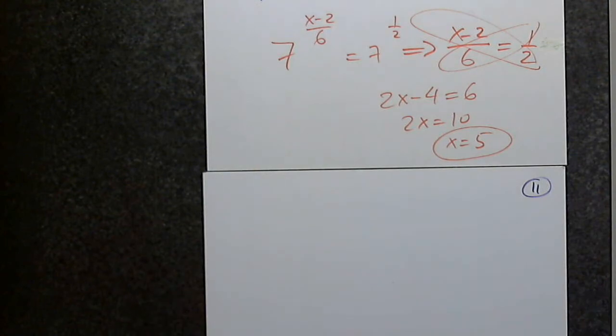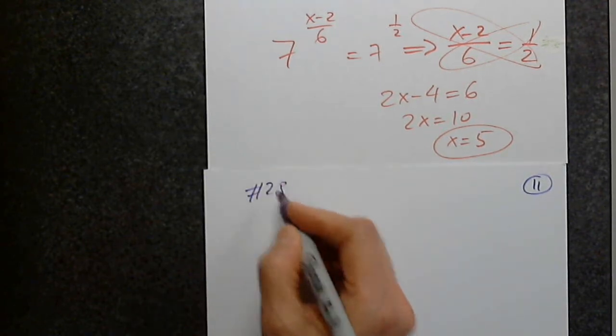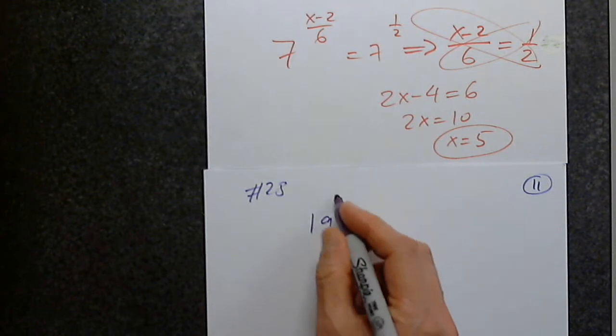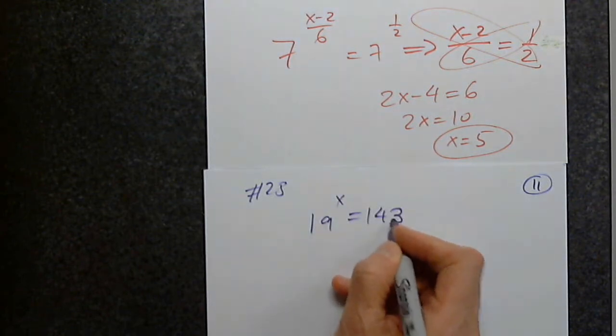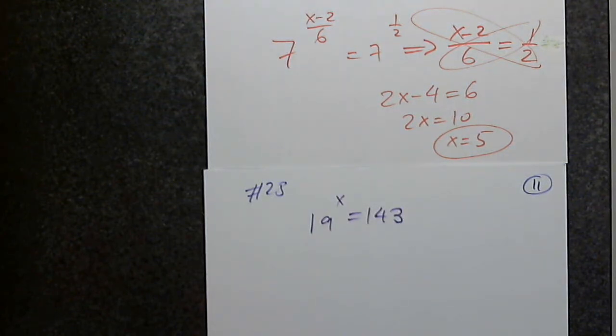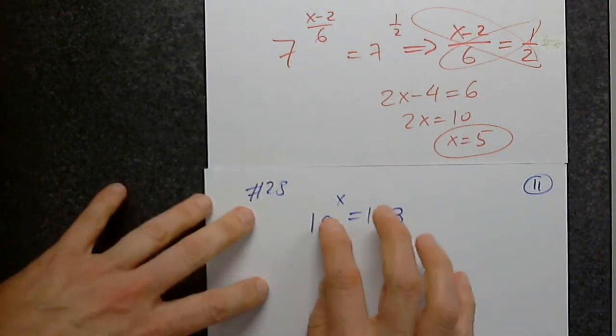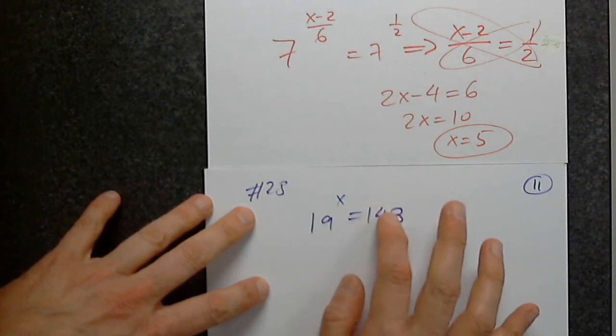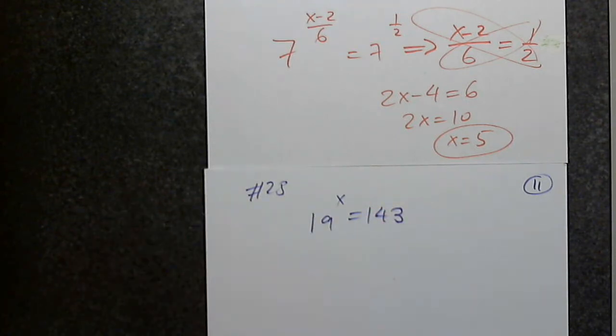Allow me to choose the first one, and then you choose the next. For example, 28: 19 raised to x equals 143. And no, 143 cannot be presented with a base of 19. So there is no way ever in which I can present 19 and 143 with the same base. This time it is not going to happen.